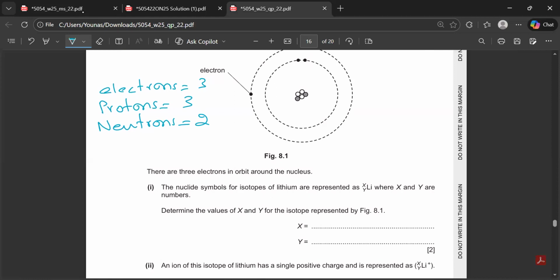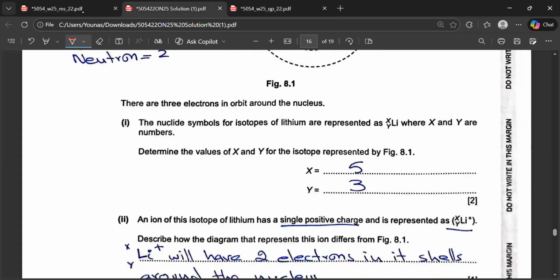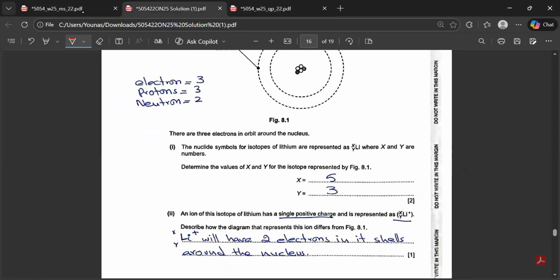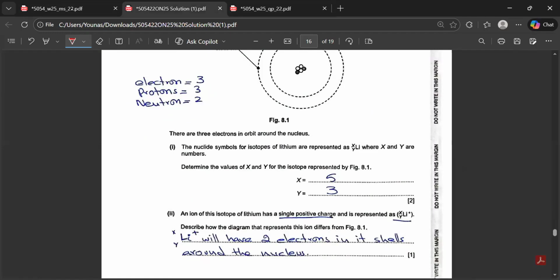Up here on the top you write the mass number. Here you write the proton number. Mass number is also called the nucleon number. The nucleon number is the sum of the protons and the neutrons, so that is 5. And the proton number represents the number of protons, so this is 3. So let me show you, this is the answer which I have written. And I can also show you the marking scheme. Okay, so this is our answer.